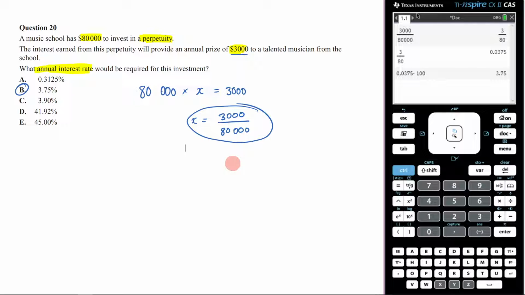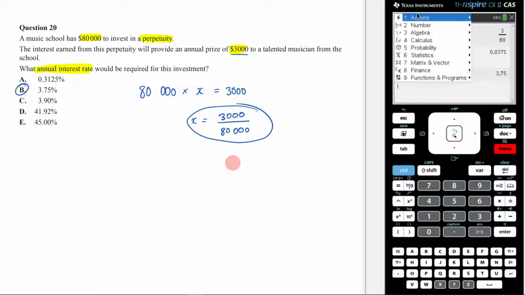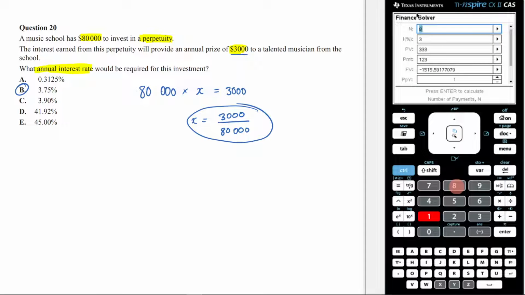What I fear that some people may do instead is come to their finance solver, which you can do, but you're going to burn through a little bit of time here. But let's go through it anyway, just so you understand how it works on this finance solver. But again, the way that we've done it here is far superior, I believe. I'm talking very formally in this video. All right, let's keep on going.